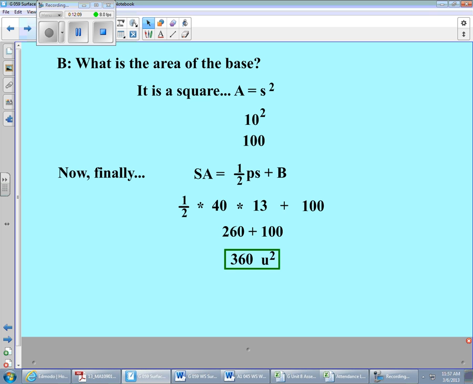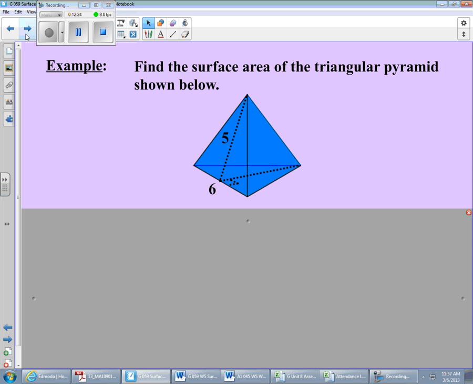So that's how it works. The only thing that can happen to you at this point in time is they're going to change figures on you, they're going to change missing information on you, and you will have to adjust according to getting the information into the formula. So let's have a look at another one. Find the surface area of the triangular pyramid shown below.